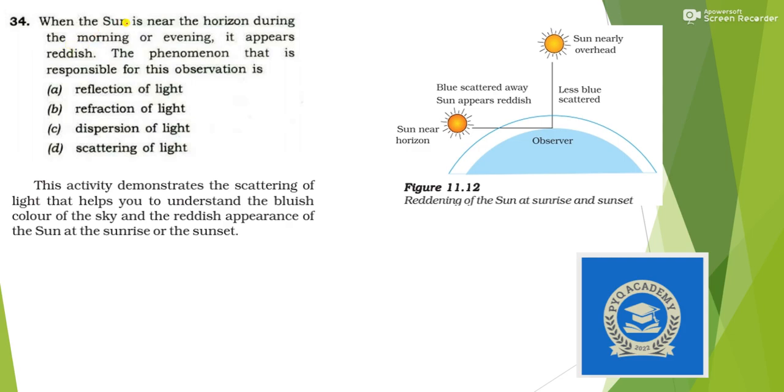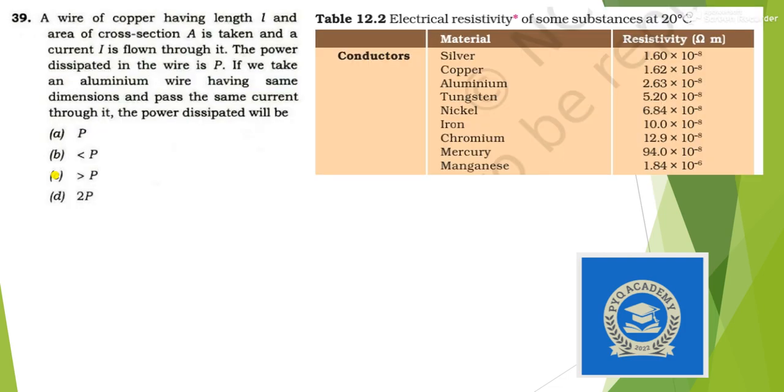When the sun is near the horizon during the morning or evening, it appears reddish. This phenomenon is known as, a very repeated question. You can see here the activity demonstrates the scattering of light that helps us to understand the bluish color of the sky and the reddish appearance of the sun at sunrise or sunset. So the phenomenon here is nothing but scattering of light. Okay, so our answer is option D. Let's move to the next question.